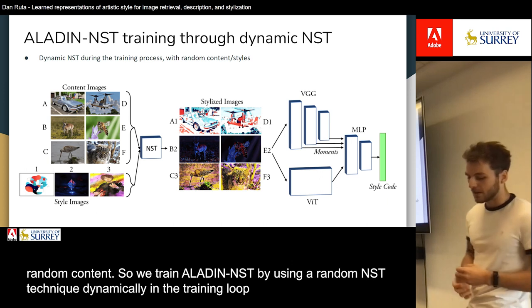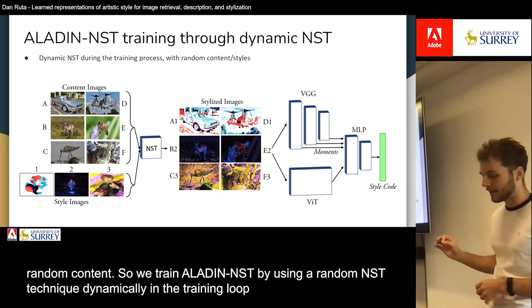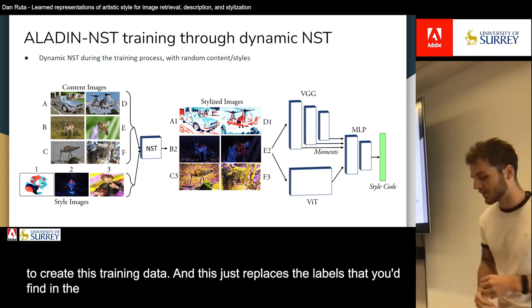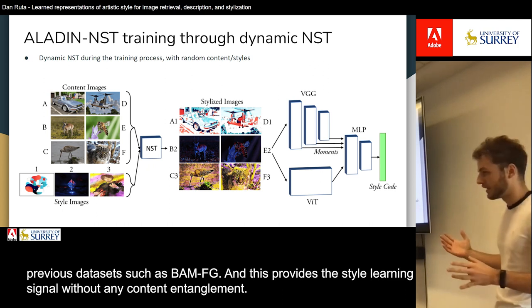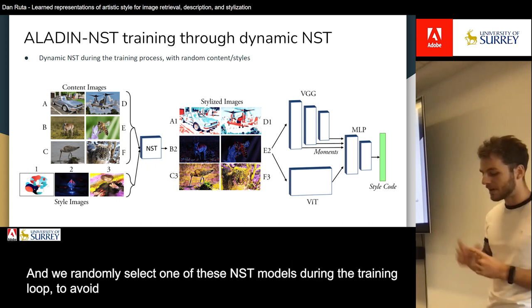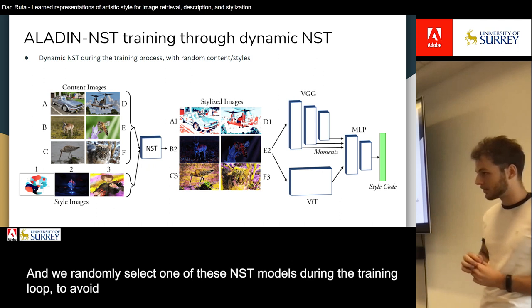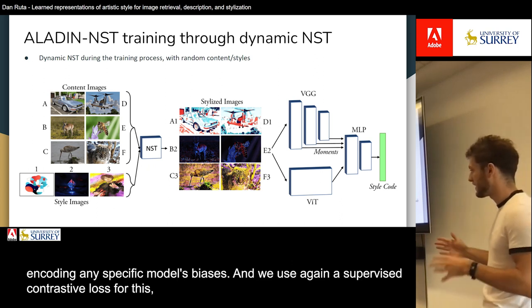So we train ALADIN-NST by using a random NST technique dynamically in the training to create this training data. And this just replaces the labels that you'd find in a dataset such as BAM-FG. And this provides the style learning signal without any content entanglement. And we randomly select one of these NST models during the training loop to avoid encoding any specific model's biases.